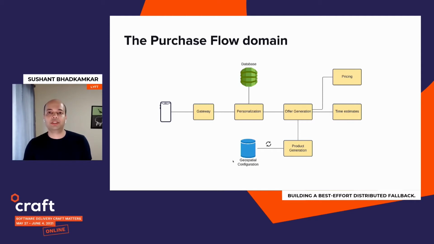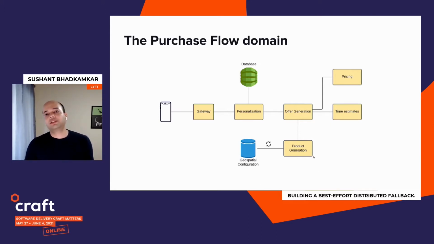We also have a geospatial configuration, which is a database and a release pipeline for that configuration. This is where we configure all the products or all the transportation options that are available. Based on the location of the user and where they want to go, certain products might be available in that particular market or for their particular trip.